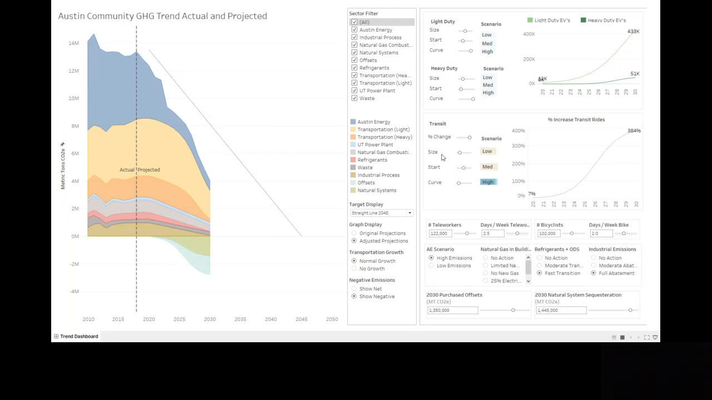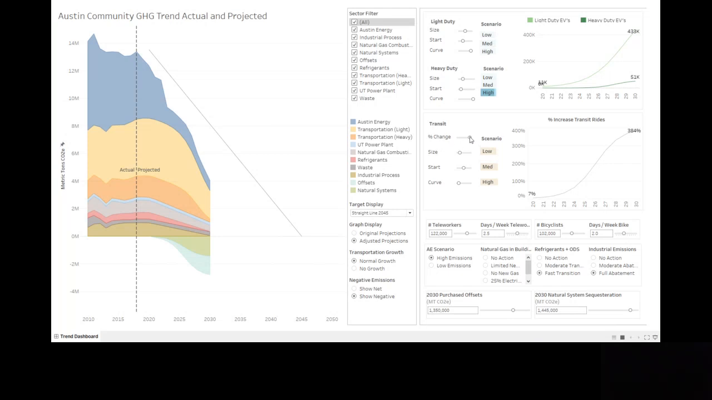Moving on, there's 3 big categories of emissions toggles up here. The first one is electric vehicles, which is the most impactful single action on the graph. So this graph shows the adoption curve for light-duty electric vehicles or heavy-duty electric vehicles in the community. And we can change these curves using these sliders. Or if we want, we can just look at low, medium, and high scenarios by pressing the buttons for both light duty or for heavy duty. And these will update their emissions in the graph.